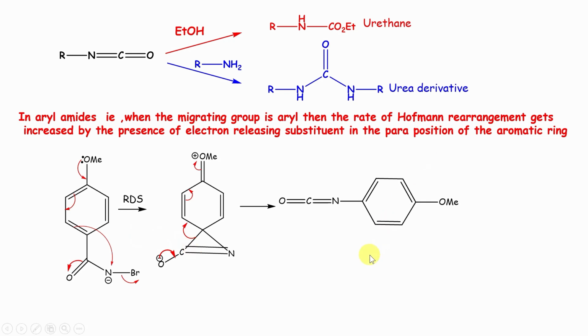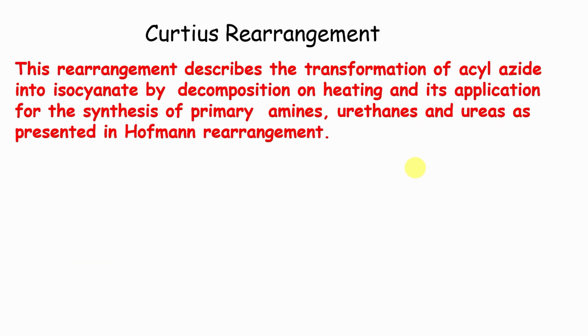See, the migrating aptitude of the aryl group decreases in this order when these groups are present in the para position of the aryl group: methoxy greater than methyl, greater than hydrogen, greater than chlorine, which has electron withdrawing influence, then nitro group, that is also an electron withdrawing group. Now let us discuss the next rearrangement, Curtius rearrangement.